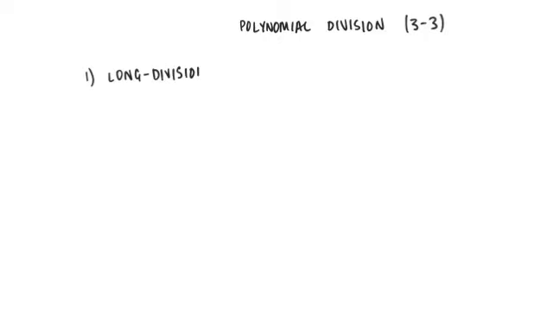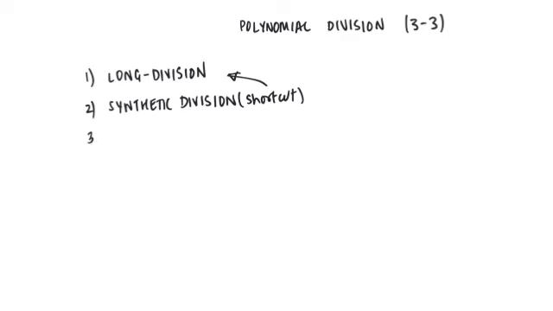Hello everyone. So in this second part of the video, we're going to talk about polynomial division mainly. And polynomial division is in lesson 3-3 of your textbook if you want to look up any details. We're going to do three things. The first is long division of polynomials. The second is called synthetic division. And synthetic division is a shortcut way of doing long division. And then we're going to lastly talk about something called synthetic substitution.